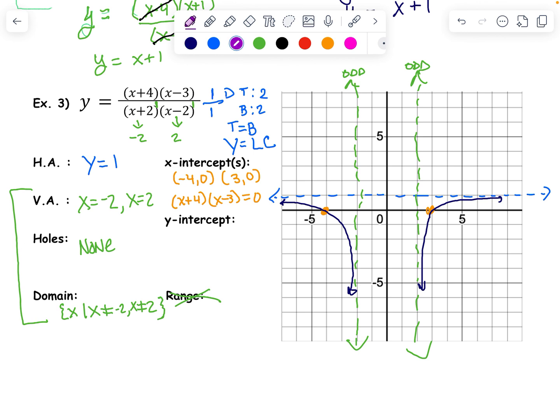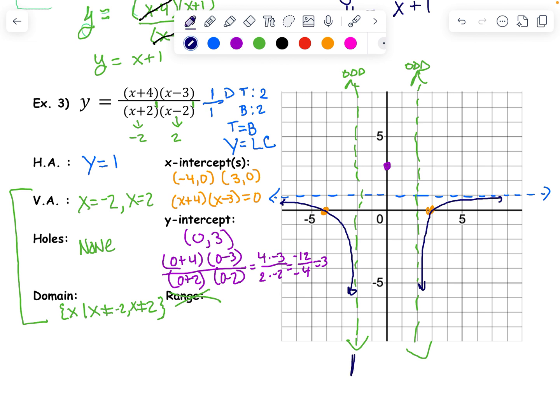Okay? Now let's talk about the y-intercept. The y-intercept is what happens when you put a 0 in for x. So 0 plus 4, 0 minus 3, 0 plus 2, 0 minus 2. This is going to be 4 times -3, and then 2 times -2. So we will get -12 over -4, which will just be 3. So if I put a 0 in for x, I'll get a 3 out. So 1, 2, 3.